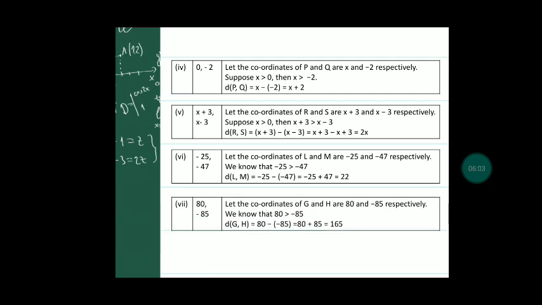Seventh pair is 80 and minus 85. Let the coordinates of G and H be 80 and minus 85 respectively. We know that 80 is greater than minus 85. Distance of GH is equal to 80 minus in bracket minus 85, is equal to 80 plus 85, is equal to 165.